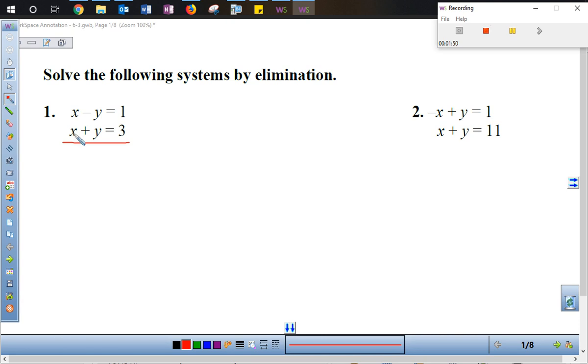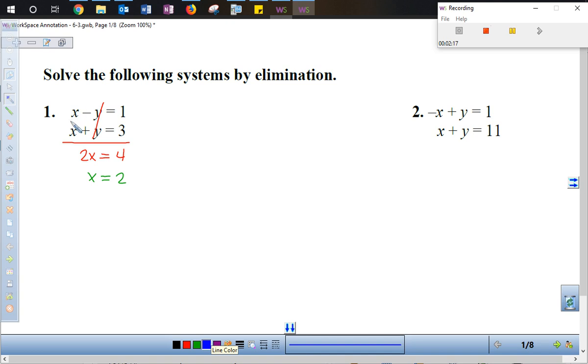So 1x plus 1x will give me 2x. Negative 1y and positive y cancel out. I'll bring down my equal signs, and 1 plus 3 is 4. Now 2x equals 4 is a much easier equation to work with, so now I can divide each side by 2, and 4 divided by 2 is 2.